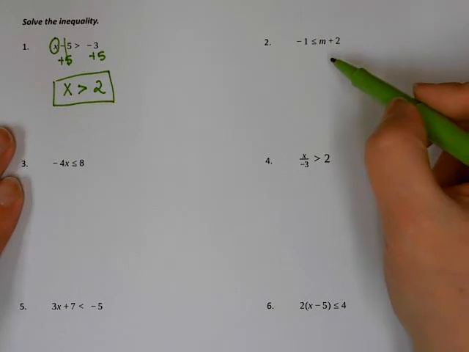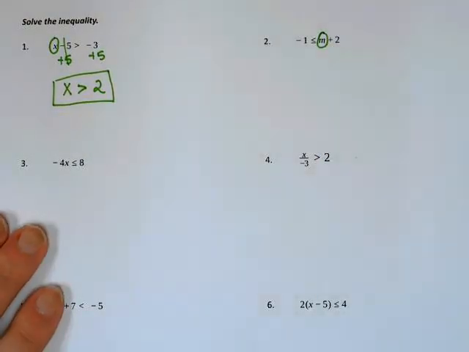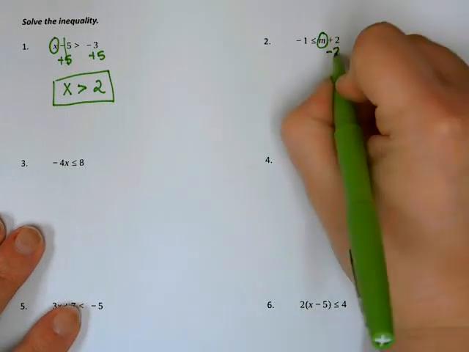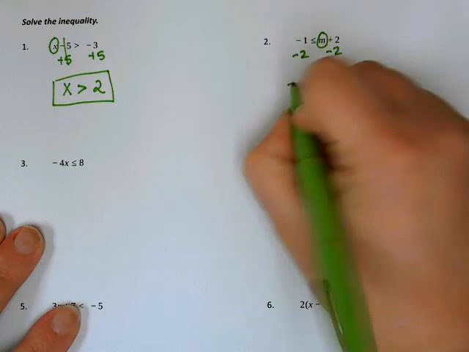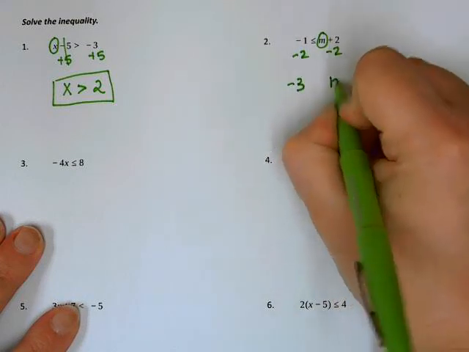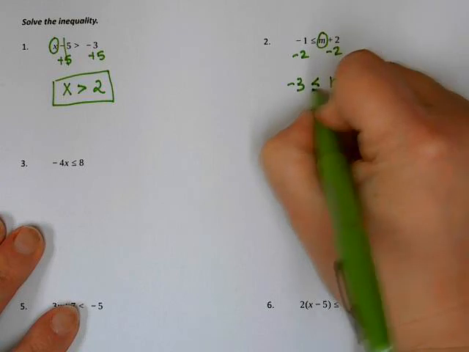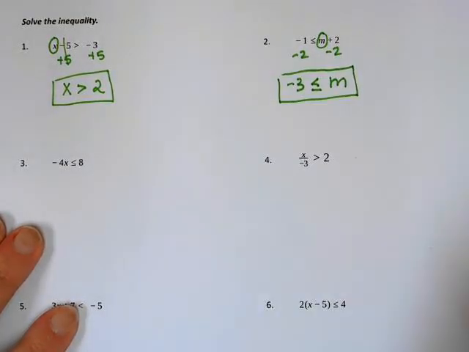For example 2, find that variable. It's right here. We're trying to get the m by itself. Right now it says m plus 2. So we can subtract 2 from both sides. Negative 1 minus 2 gives us negative 3. We've got the m. We didn't multiply or divide by a negative, which means our inequality symbol stays the same. So we have negative 3 is less than or equal to m.